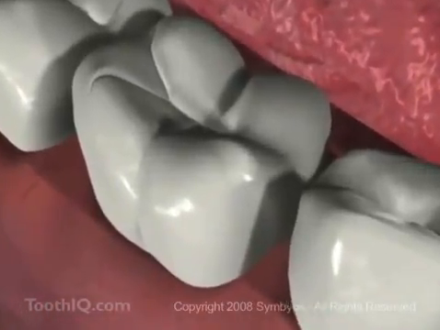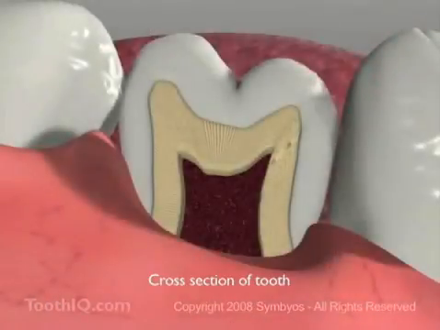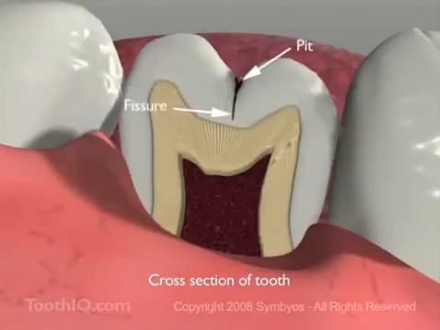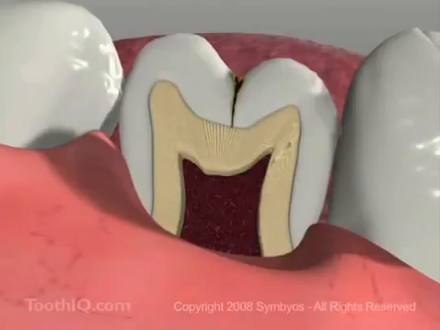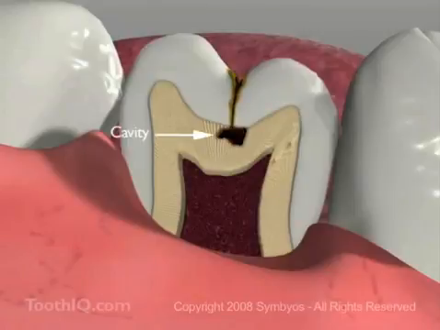Deep pits and fissures are the source of some 80% of tooth cavities. This is mainly because food and bacterial plaque lodge in these tight crevices and are often inaccessible to toothbrush bristles. Plaque acids and enzymes at the base of these grooves cause the tooth enamel to dissolve, eventually leading to cavities.